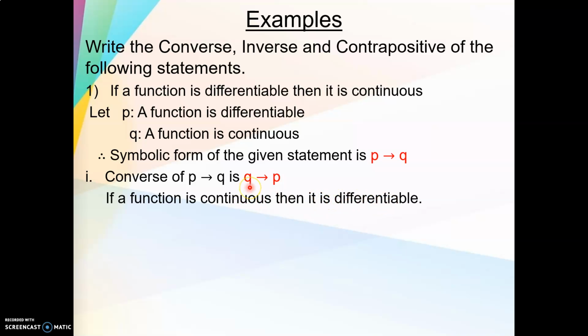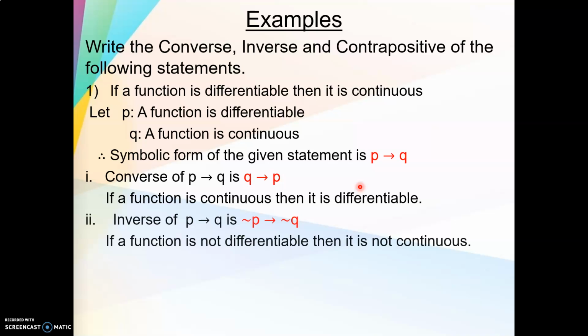So the order is important here. After the word if, you will write the second statement first, then implies the first statement. That is the order here. Next is the inverse of P implies Q, which is negation P implies negation Q. So after if you write the negation of the first statement, then the negation of the second statement. So if a function is not differentiable, then it is not continuous.